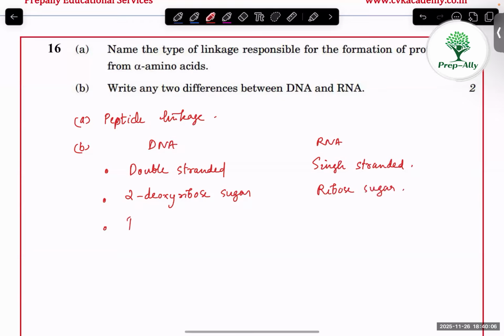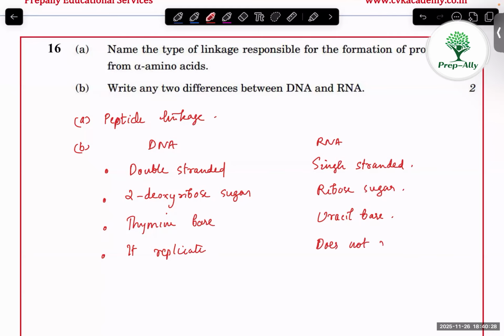And here I can say DNA has thymine base, and this one has uracil base. So again, also that DNA actually replicates, RNA does not replicate. Or you can also write whatever the difference which you know. For example, RNA is actually used for protein synthesis, DNA is not used for that. DNA is mainly used for genetic transformation, RNA is not mainly used for that.